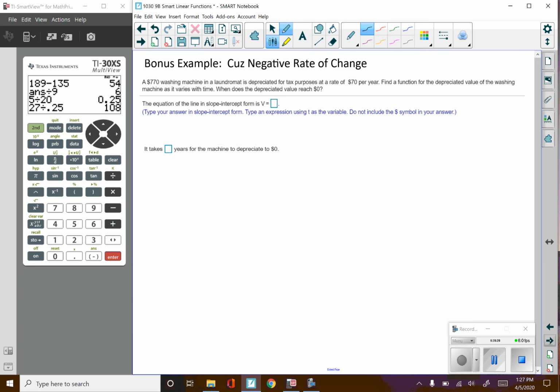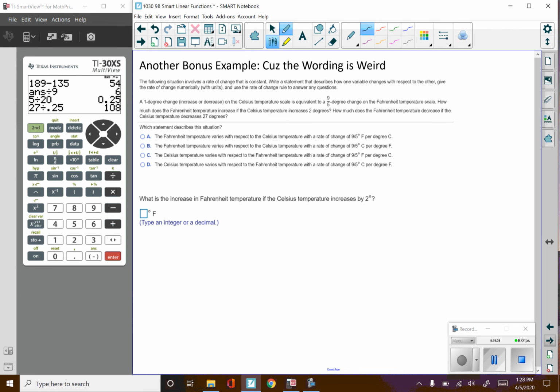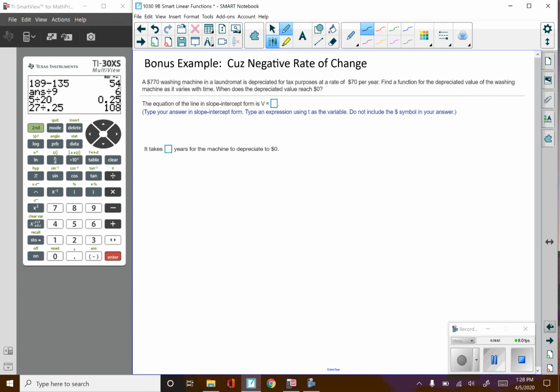All right, I have two bonus examples that are not on your notes, but this first one I am including right here because it's a negative rate of change, and I feel like none of my examples had a negative rate of change, so I just wanted to go over one with you. You'll recognize it, I think, as homework problem number 12. And then another bonus example is this one involving degrees Fahrenheit and degrees Celsius, because I think the wording is weird, and I think a lot of you will be asking me for help on this one, so I just thought I would include it in the video. So first, this negative rate of change one.